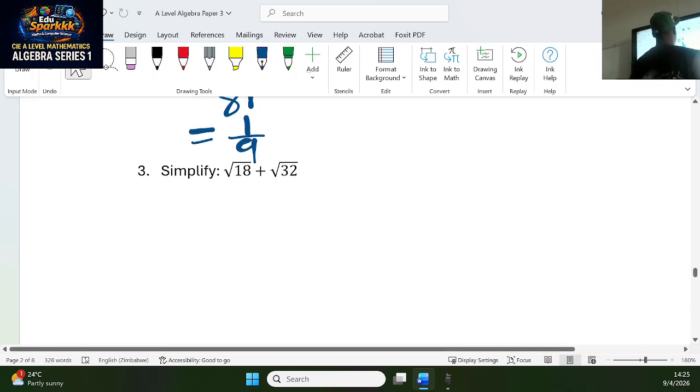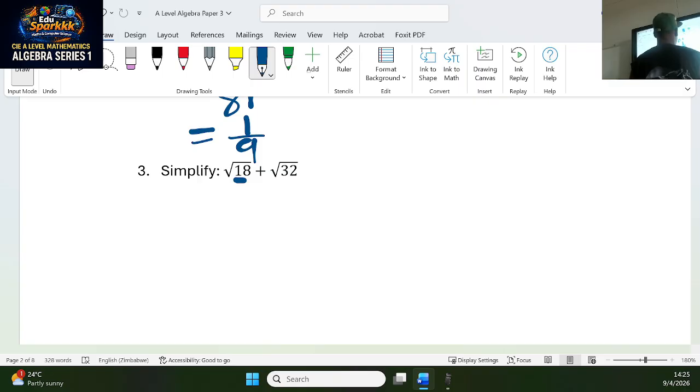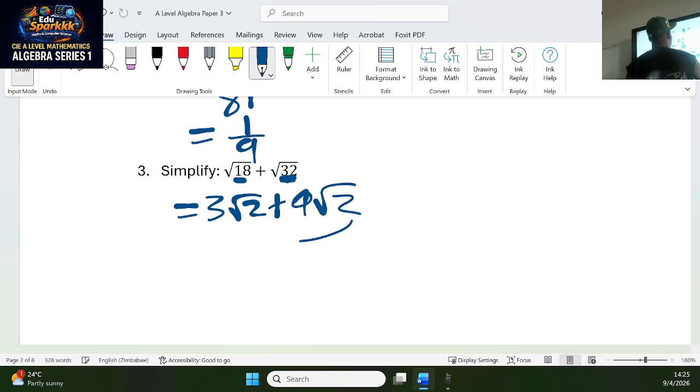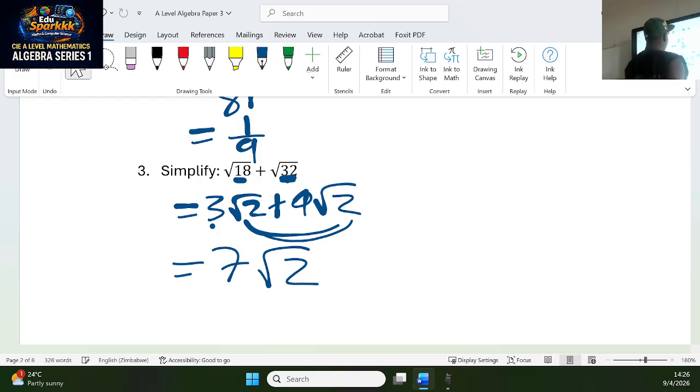Then next we have surds, and like we said earlier, with surds we're interested in perfect squares. The perfect square that I find in 18 is 9. So 9 will come out of the bracket as a 3 root 2, because it's 9 times 2, which gives me 18, plus. The perfect square that I find in 32 is 16. 16 times 2 gives us 32, so it gives us 4 root 2. And if I look at these parts, it's as good as adding 3 and 4, so that's 7 root 2.